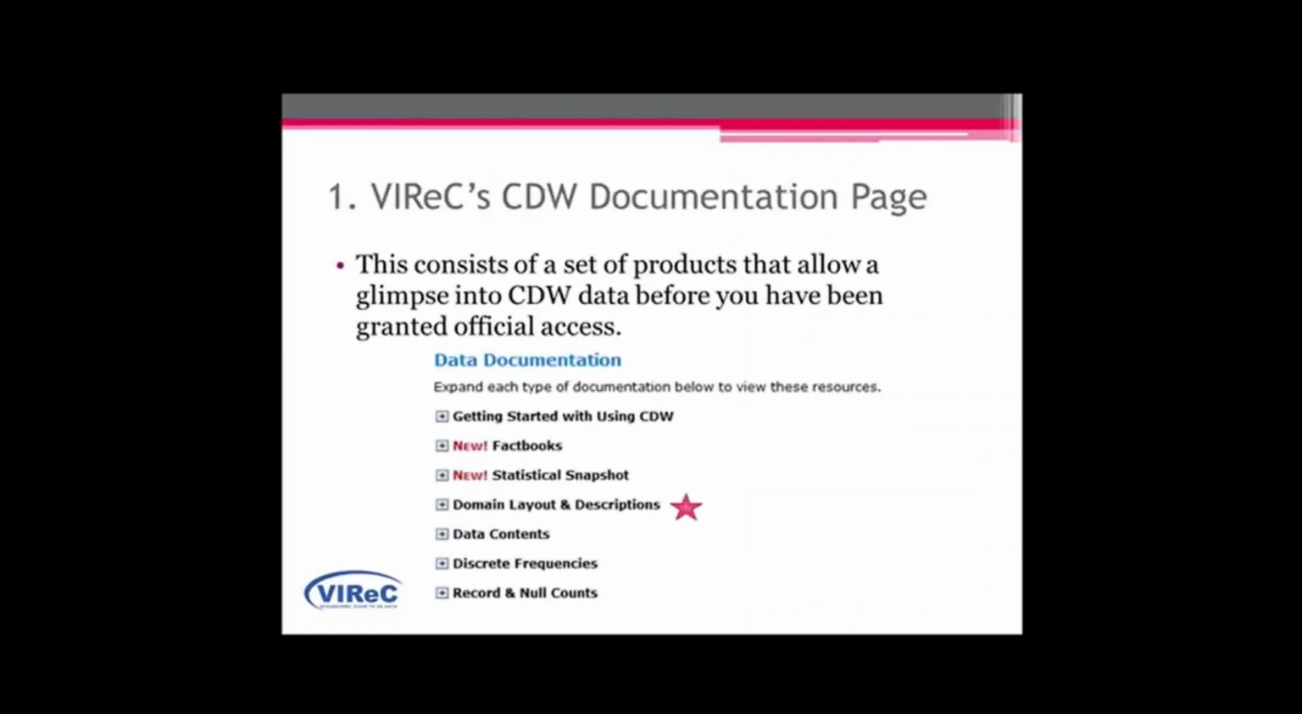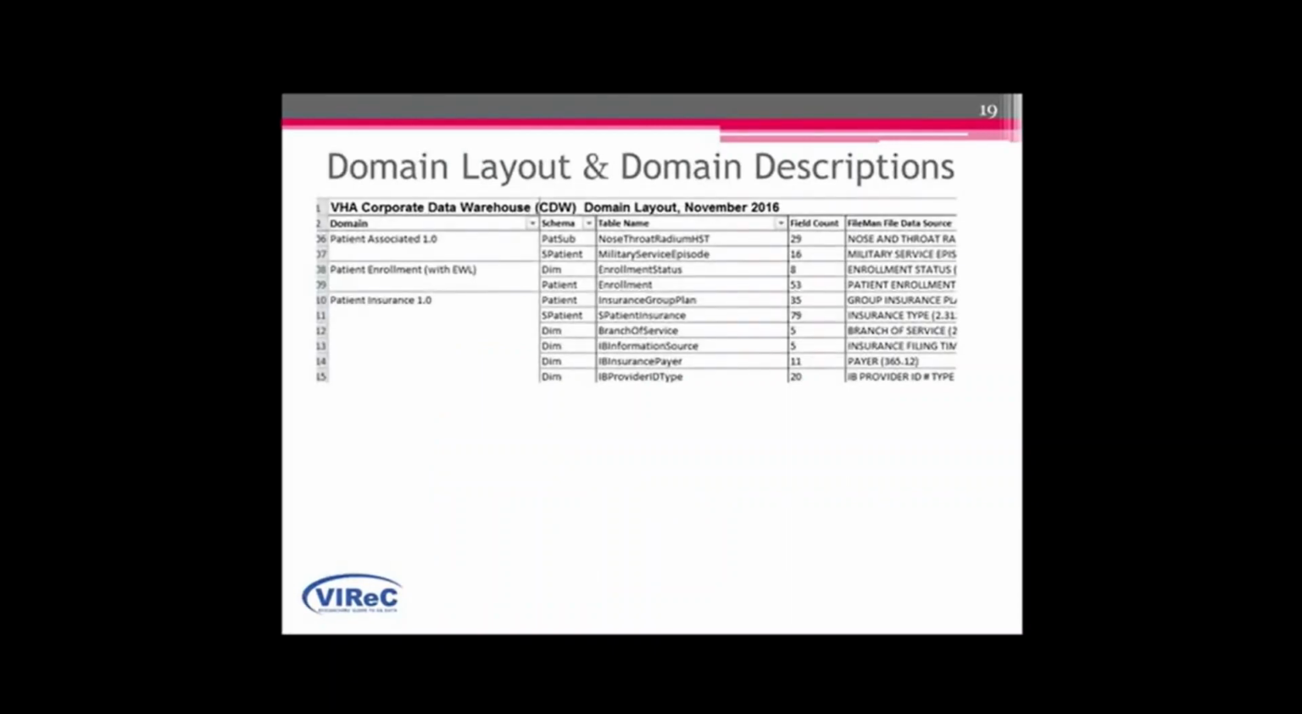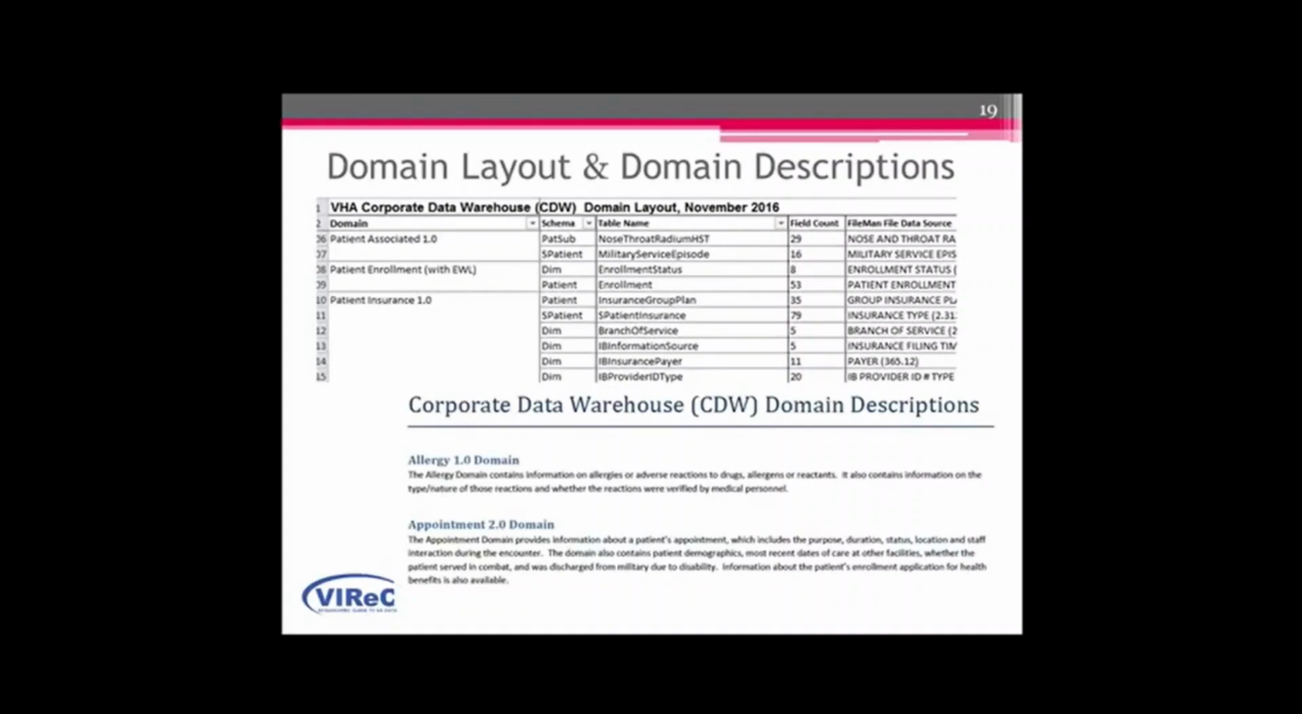Third, let's take a quick look at what you'll find in the domain layout and the domain description. For the domain layout, this is an Excel spreadsheet that will list on the far left each of the domains as of the date seen at the top of the page, in this case November 2016. And then you'll see to the right of that each of the tables, how many fields they have in it, and the primary VISTA source for that table. And the domain descriptions are quite different. They are text-based, high-level descriptions of what you would find in each of the selected domains that are included in the document.